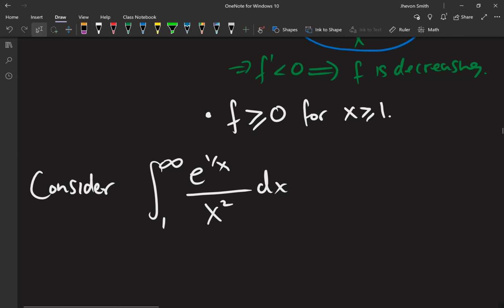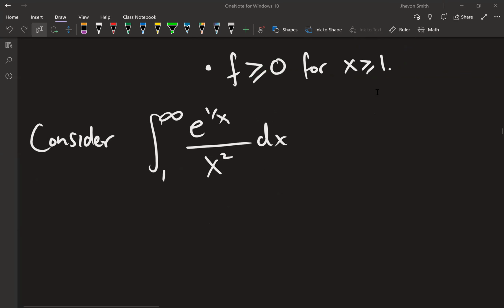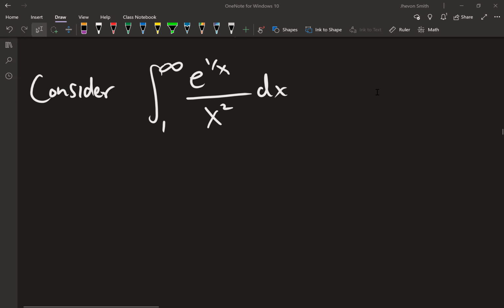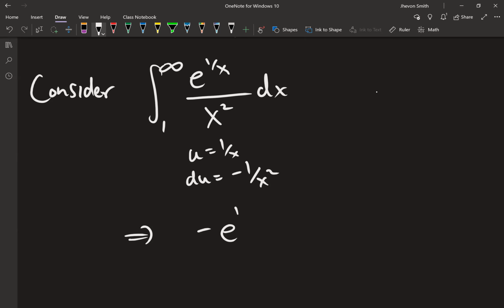All right, my integral warriors, how do I do that integral? U substitution, right? U equals the power, right? So if you do u equals 1 over x, your du is going to be that minus 1 over x squared. Ultimately, this is going to bring you to a situation where the integral is minus e to the 1 over x between 1 and infinity. And yes, I know technically we're supposed to take a limit as n approaches infinity of 1 up to n of the thing, but you get the idea.